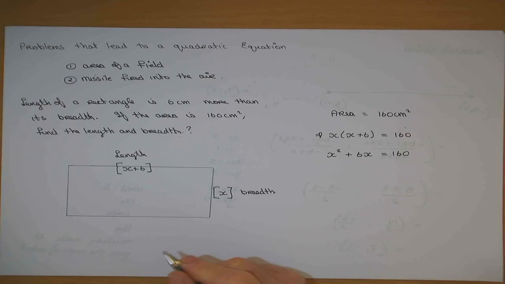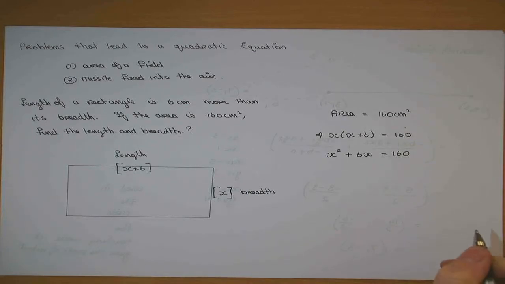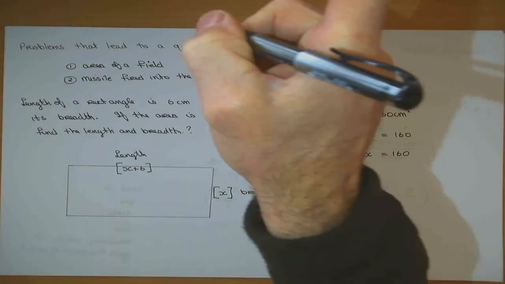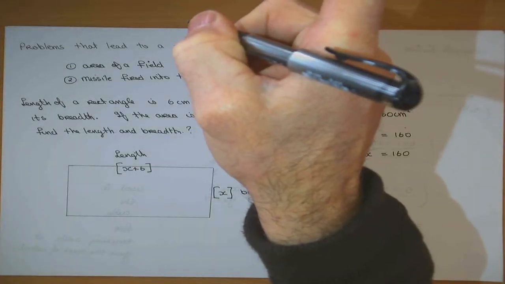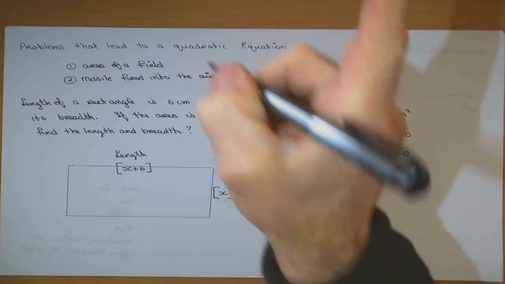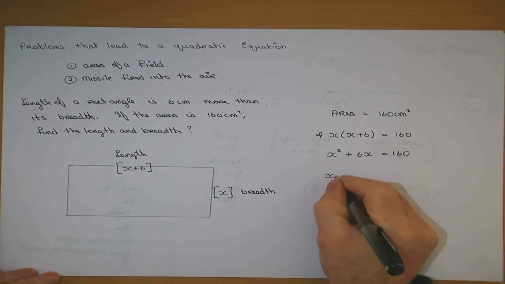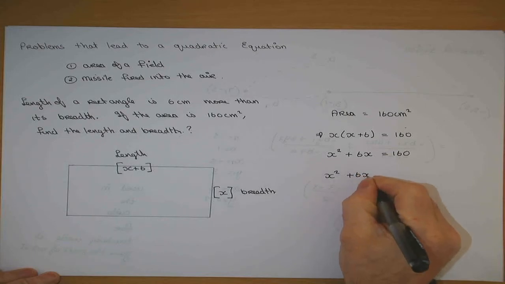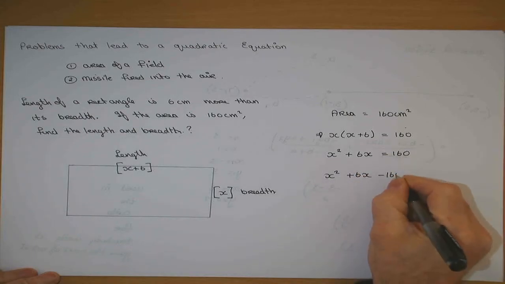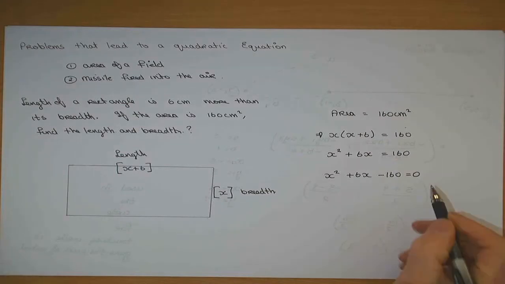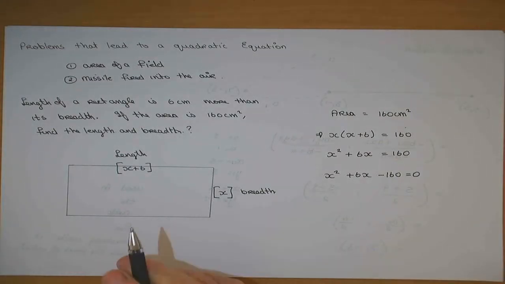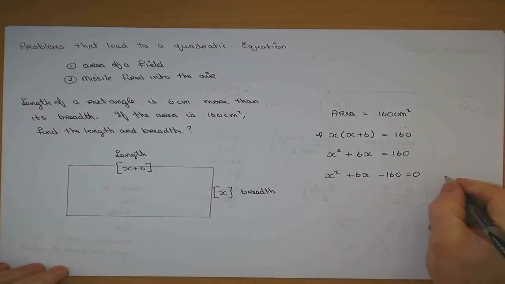First thing you must do with every quadratic equation, it must be equal to 0. So I have x squared plus 6x, bring 160 over, is equal to 0. That's the first step always. It must equal 0. Then I try to factorize it. And I need the factors of minus 160.